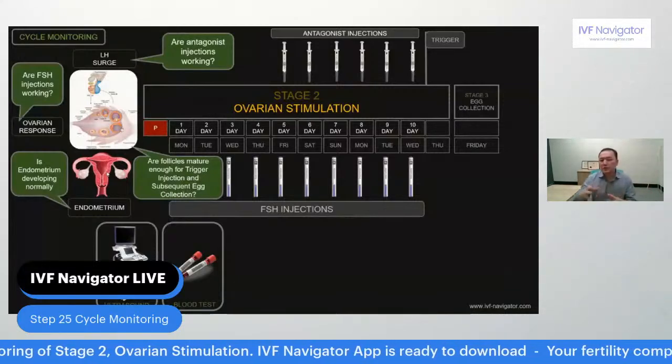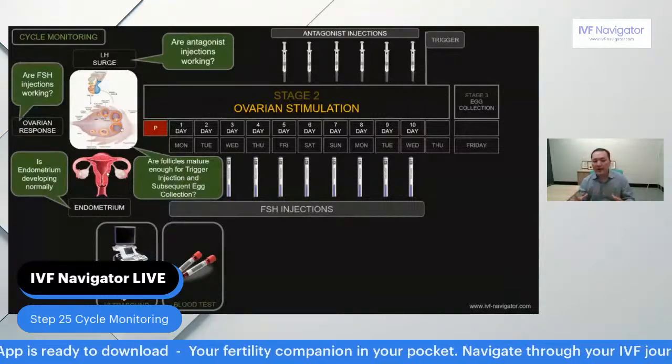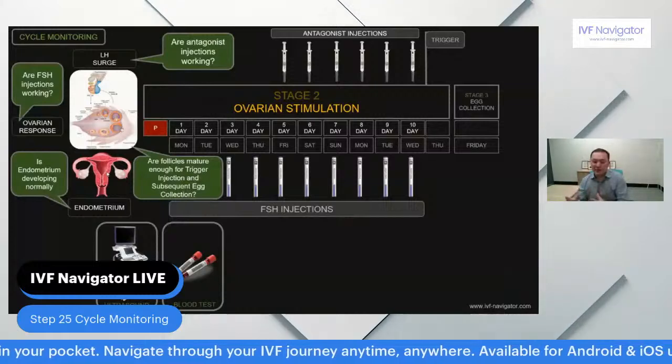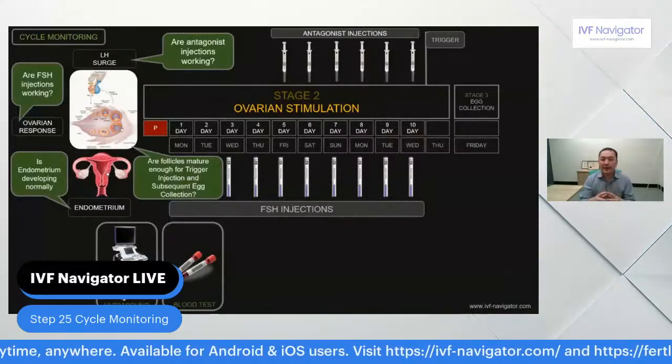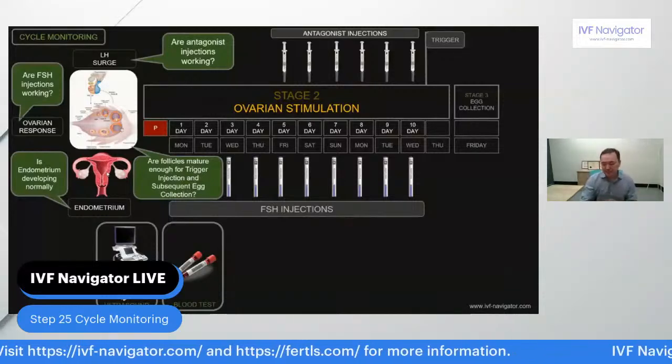If we give the trigger too late, the follicles become too large, and the eggs inside the follicles may become over matured and degenerate. So that's why we have to give the trigger at exactly the right time. For that, we need to monitor by ultrasound scan and blood test.